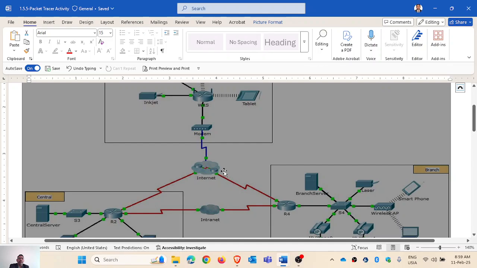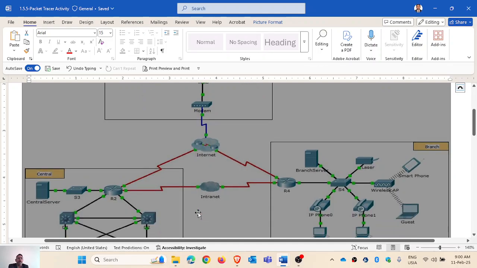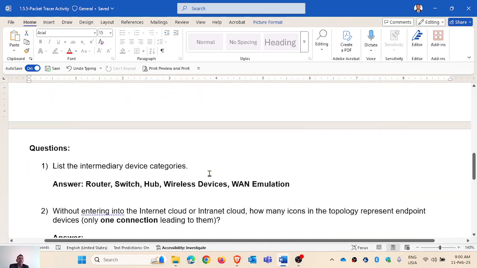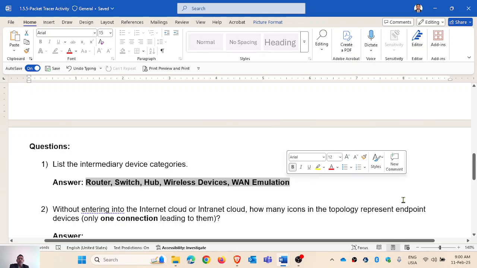So internet components are available in this network. Intranet means within an organization, as we discussed in our theory part. What is the intranet? What is the extranet? We have discussed all these. So this is the intranet, but the internet is a WAN, a wide area network. From this topology, we are going to answer some questions. So what are the questions? These are the questions.